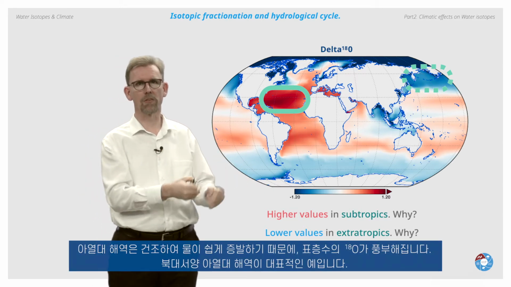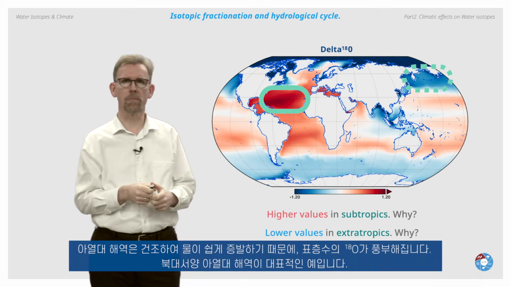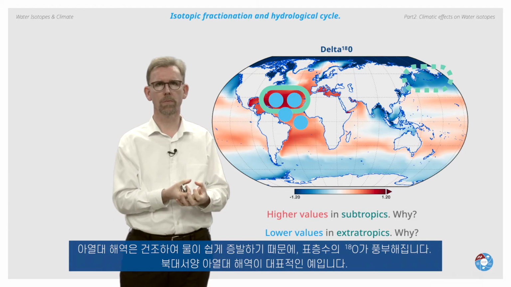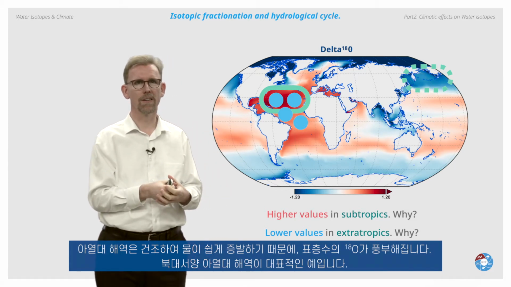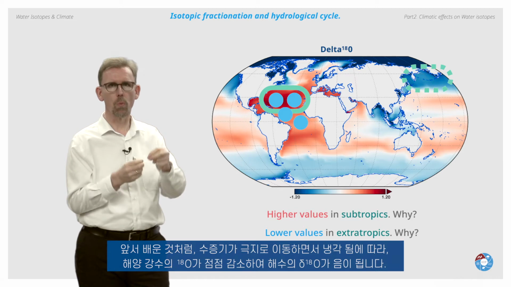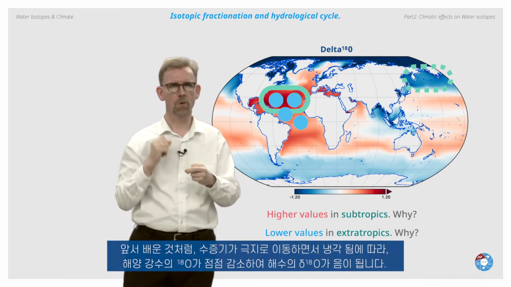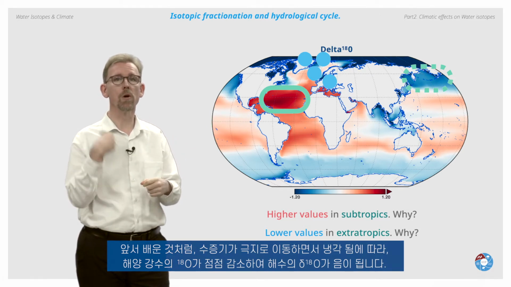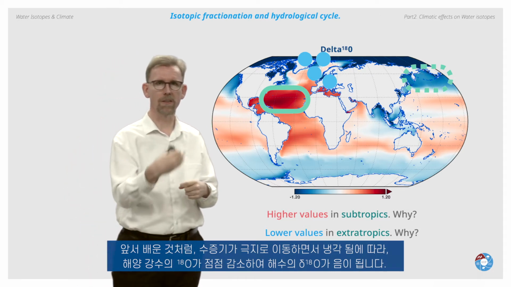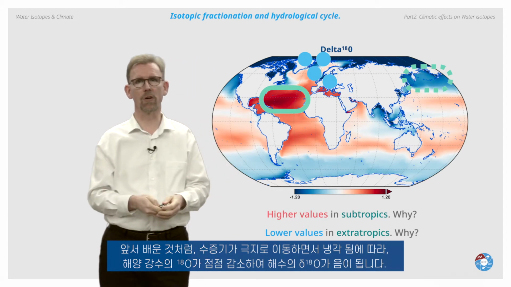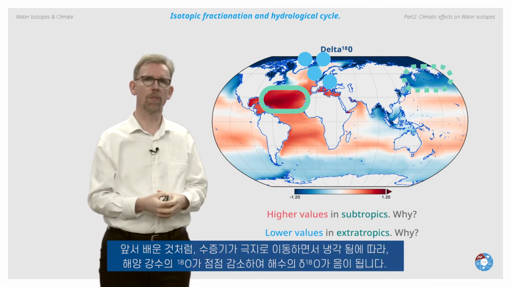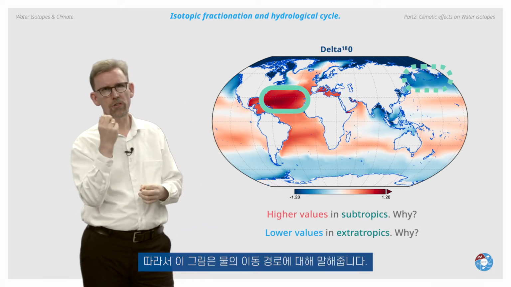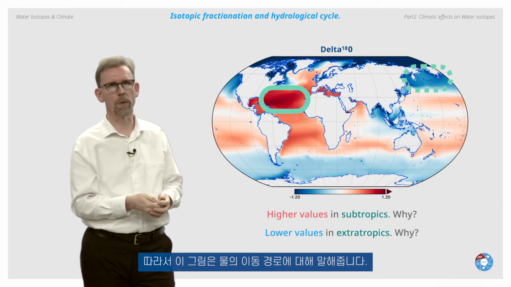In the subtropics, it is dry and water evaporates, which leaves behind an 18O-enriched surface water, such as in the North Atlantic. Then, as we learned already, the water vapor moves poleward, cooling down, and any rainfall occurring and falling into the ocean will be more and more depleted in 18O, creating negative values of delta 18O along their path. Therefore, this image tells us something about the water transportation pathways.